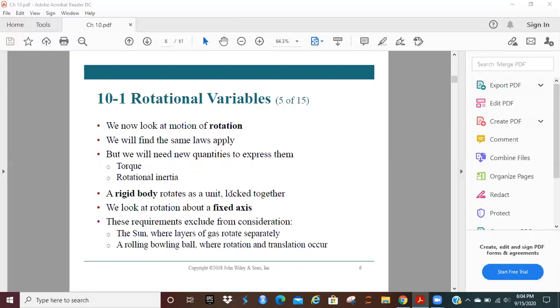A rigid body is rotating as a unit, as it's all locked together. The object may be a little odd, oblong and whatnot, very irregular, but as long as it rotates as a unit, that's what counts. We're going to look at rotation around a fixed axis. And we'll go through some examples there to kind of show what that means.